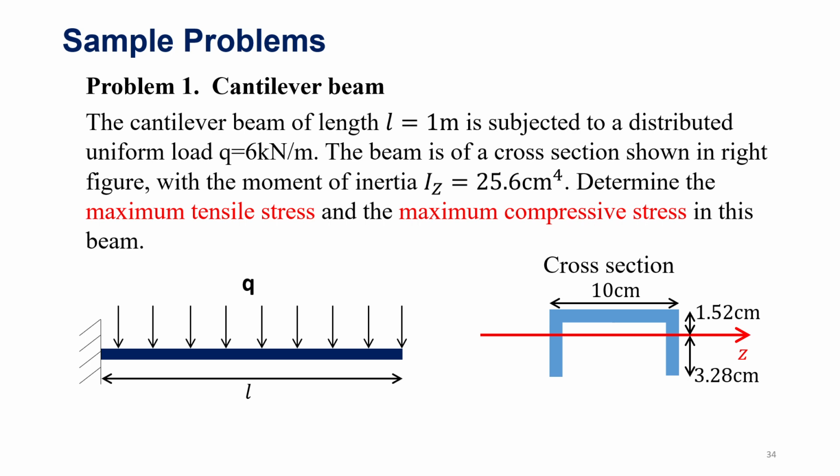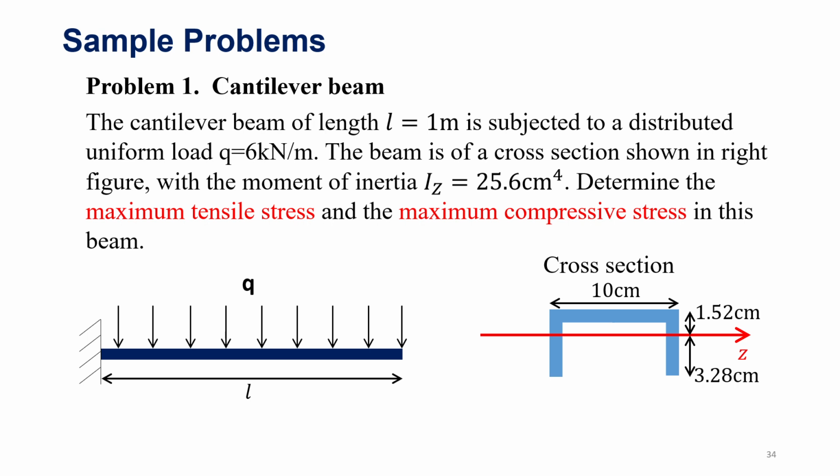Finally, let me give you some sample problems. The first problem here is a cantilever beam. This cantilever beam is of length L equals 1 meter, and it is subjected to a uniformly distributed load q equals 6 kilonewton per meter. The beam has the cross-section shown in the right figure, which according to the chart has a moment of inertia Iz equals 25.6 centimeter to the fourth. Determine the maximum tensile stress and the maximum compressive stress in this beam.